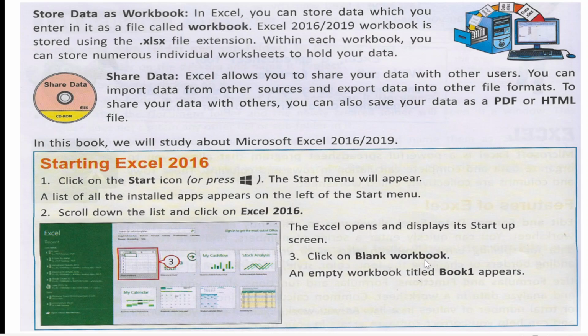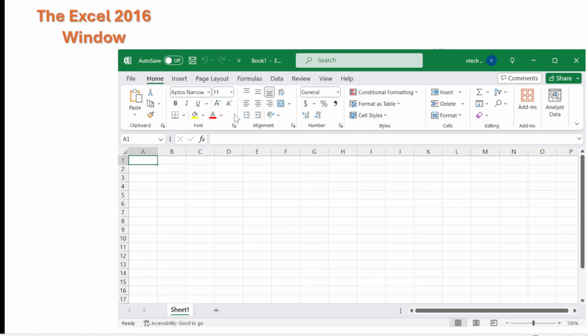Click on Blank Workbook. An empty workbook titled Book 1 appears. You can see this is your Book 1. This is your blank workbook. Now we will see how the Book 1 will look like. So you can see here this is Book 1. Now we will see what all of these things mean. So you can see here this is a file tab.